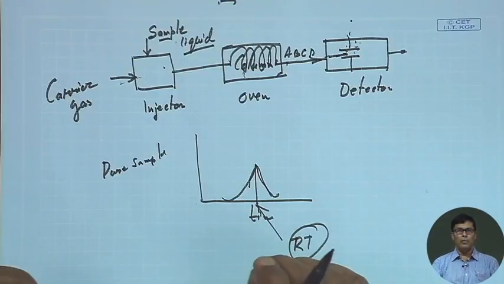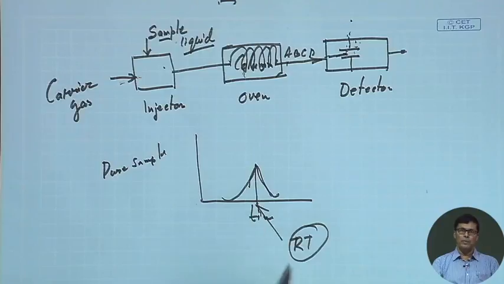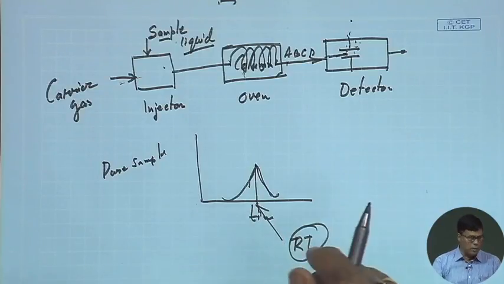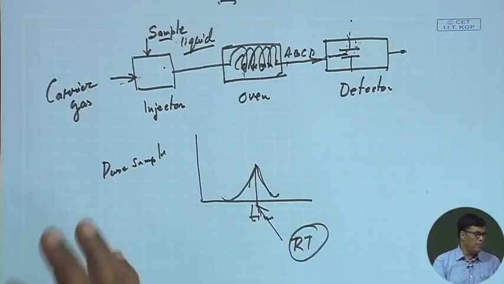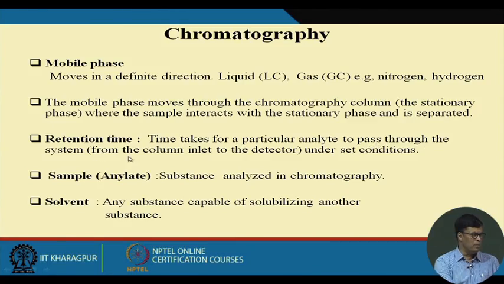Until and unless you get different peaks, you cannot say correctly how much amount of A is present in the sample, how much amount of B is present in the sample. So this retention time is very important. It is the time taken for a particular analyte to pass through the system from the column inlet to the detector under the set conditions. The sample is the substance analyzed in chromatography.